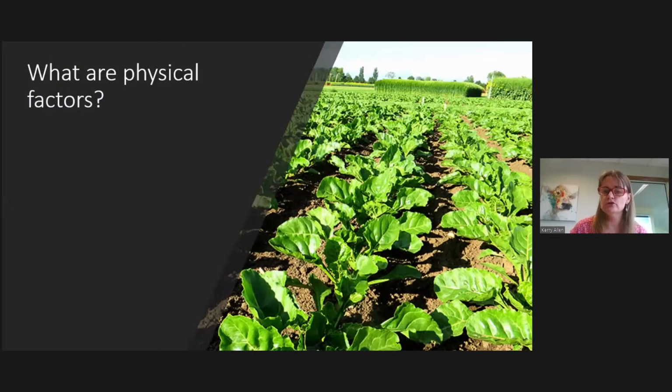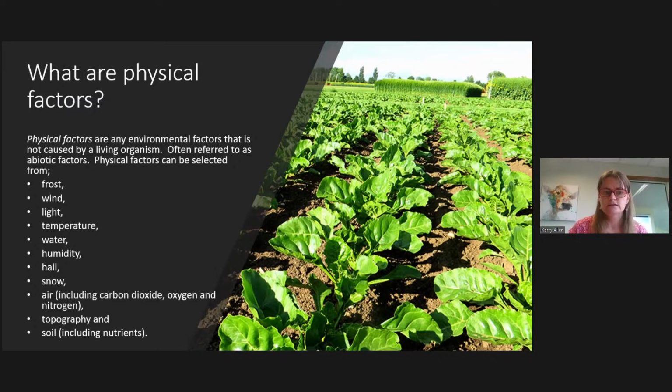Okay, so there's a huge range of physical factors, and in the exam, as I said, there'll be a minimum of 3 covered. So physical factors are any environmental factor that is not caused by a living organism. So these are traditionally, if you do bio, discussed as abiotic factors.